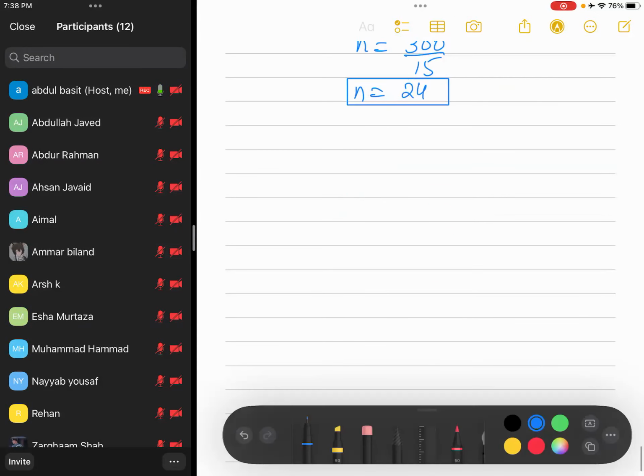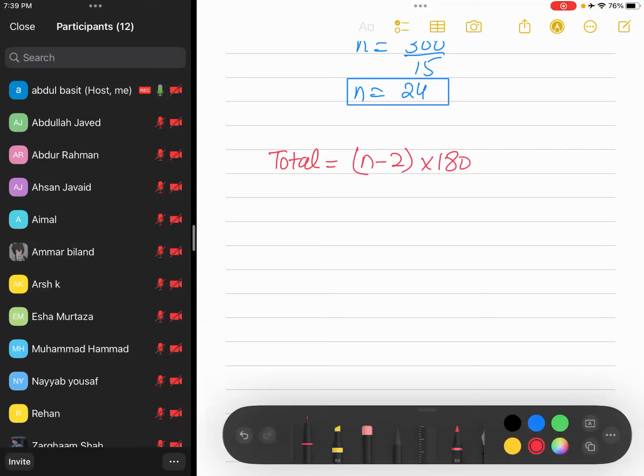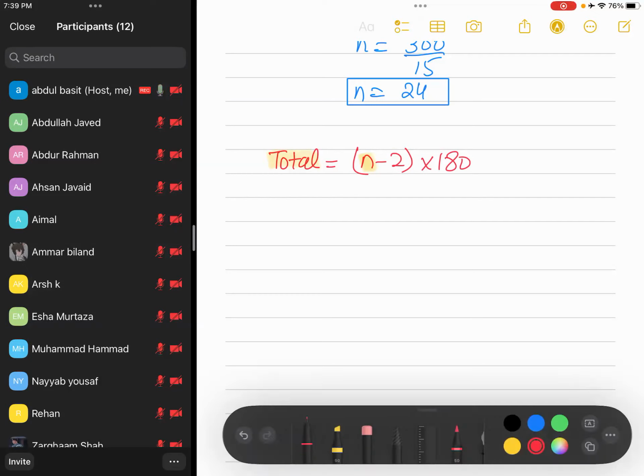Like for example, let me write here that the total interior angle is n minus 2 times 180, right? It means that I have two variables in this formula. One is total and one is n. If I have one out of these two, I can easily find out the other one. Do you agree with me or not? Yes or no?